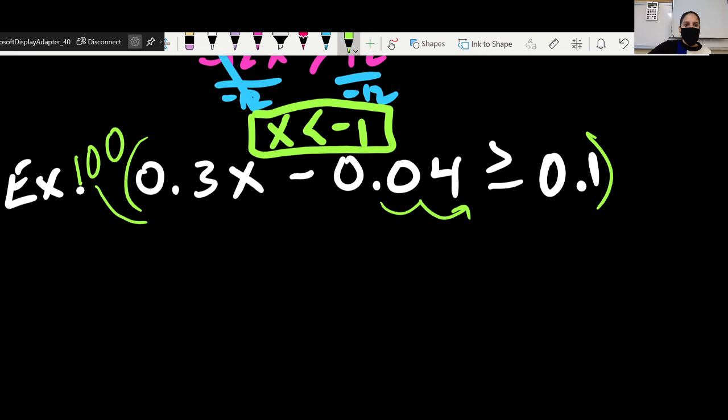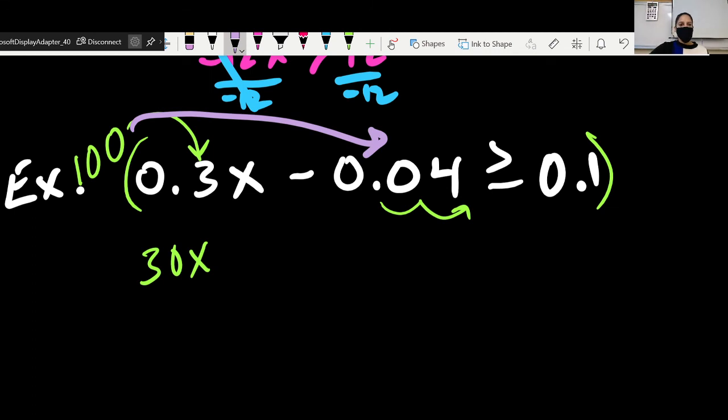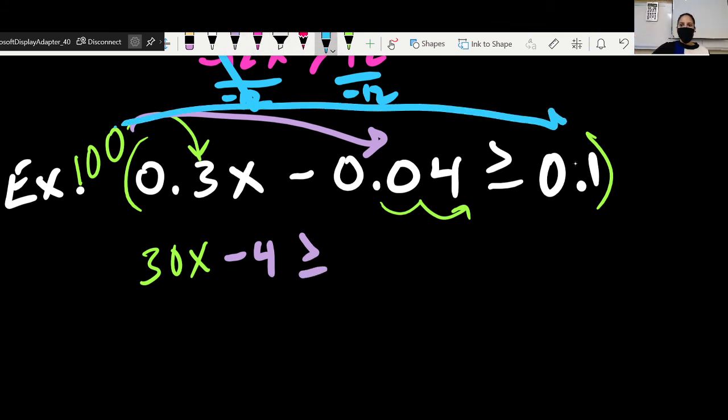So I'm going to get rid of that for a sec. What do we get when I distribute this here? What's 100 times this? 30x. Much easier to work with, right? And then let's do this one. 100 times this here would be what? Minus 4. We don't need to change the sign. And 100 times this would give us what? Greater than or equal to? What's that? 10. Good? So all of a sudden this is looking much nicer to work with.